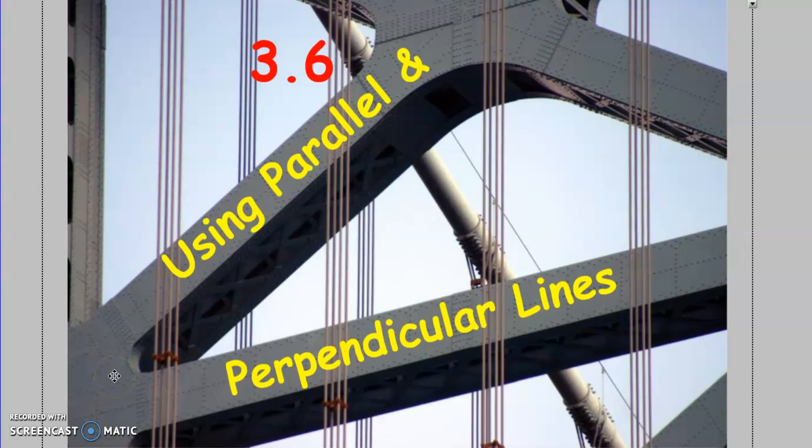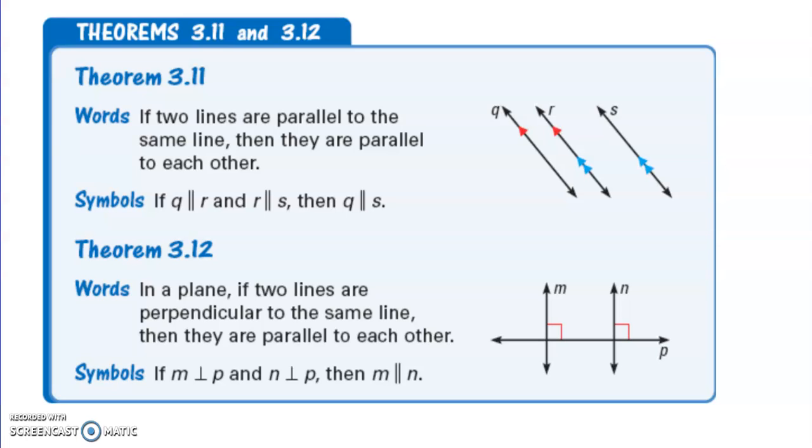Okay, section 3.6 is using parallel and perpendicular lines. So we're going to look at two different theorems. Theorem 3.11 says if two lines are parallel to the same line, then they are parallel to each other. So if Q is parallel to R and R is parallel to S, since they are both parallel to R, then we know that Q is parallel to S.